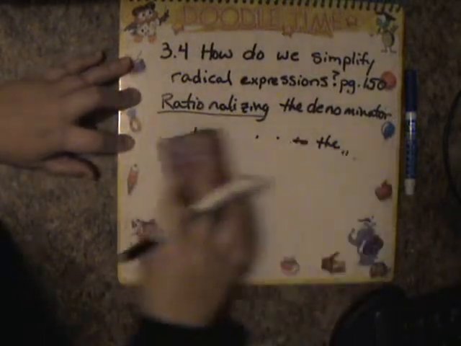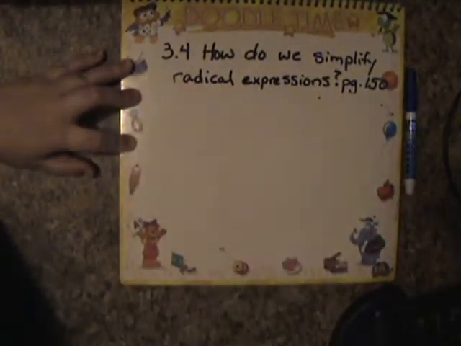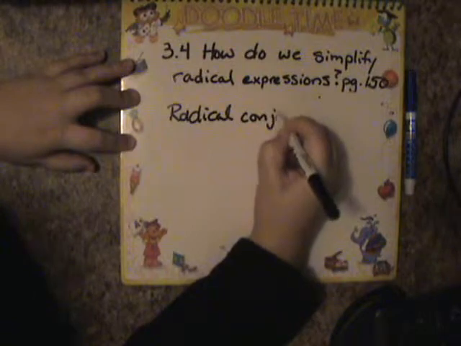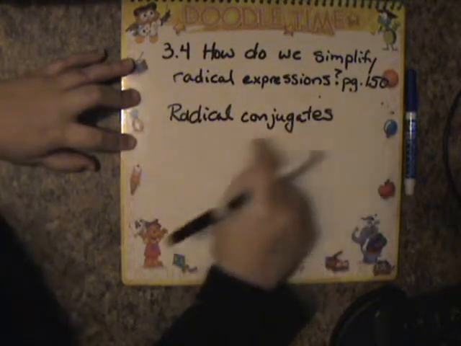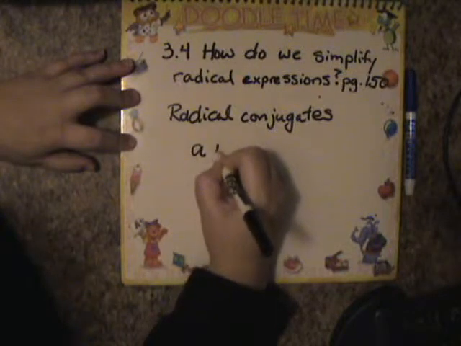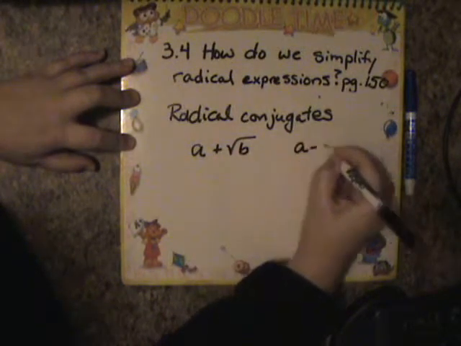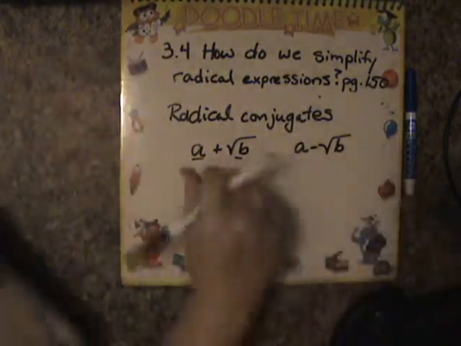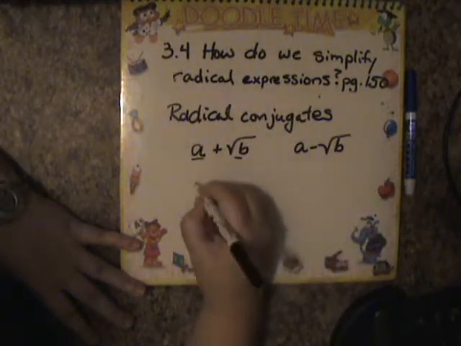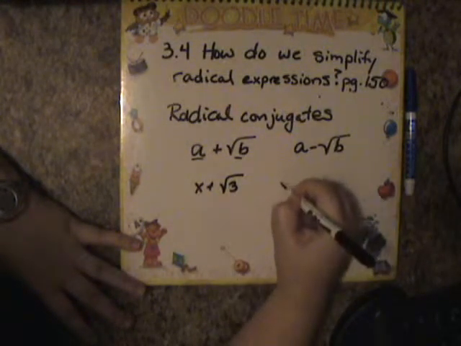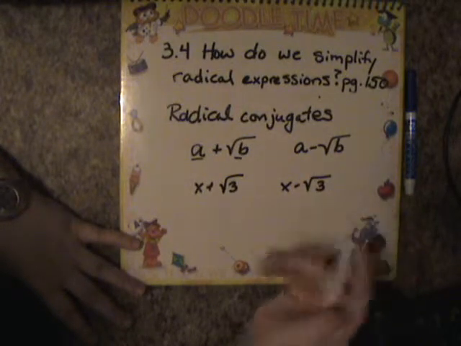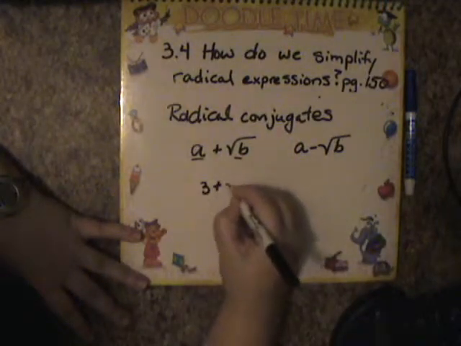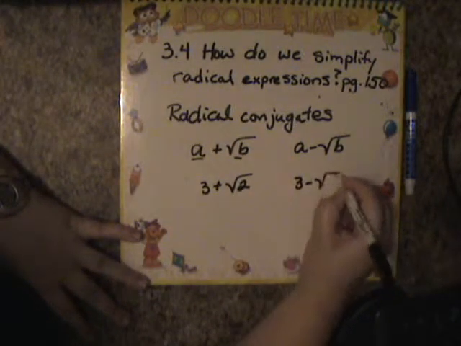Now, radical conjugates. Let's talk about those. For the radical conjugates, this is where you have two terms. If you have a plus the square root of b, and then a minus the square root of b, and the a and the b represent numbers. So an example of a radical conjugate would be x plus the square root of 3, and then x minus the square root of 3. Or, more often, you have something like 3 plus the square root of 2, and then 3 minus the square root of 2.